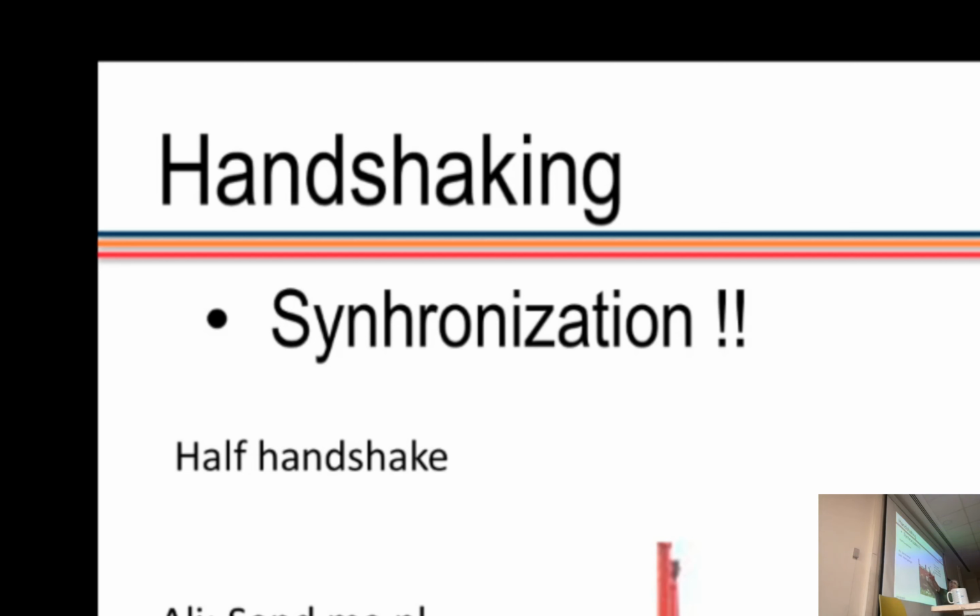If you can live with it, that is a good choice because it is very fast. Otherwise, you need handshaking. This is what we call half handshake. Why? Because Ali said, send me please, Veli said, here you go. But at the end, Veli doesn't know whether Ali is successful or not. Ali may drop it. Veli doesn't know. In this case, they have eyes, but in computer sense, they don't have eyes. It's only talking.